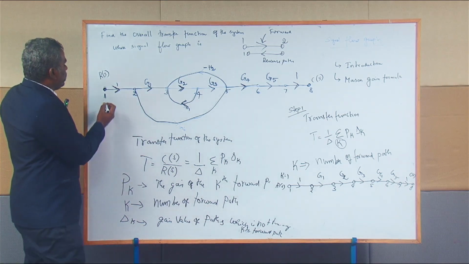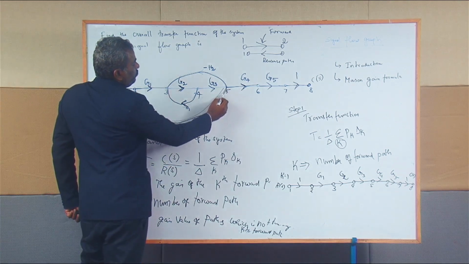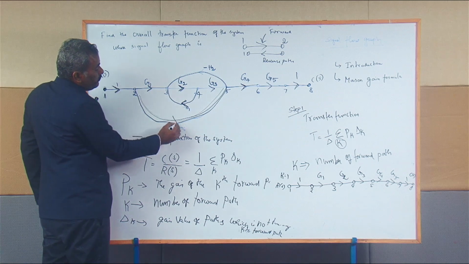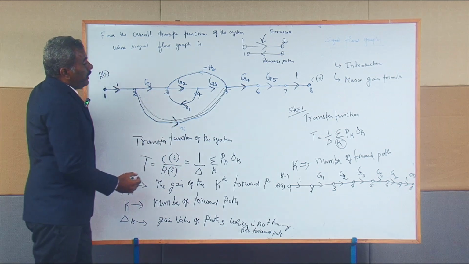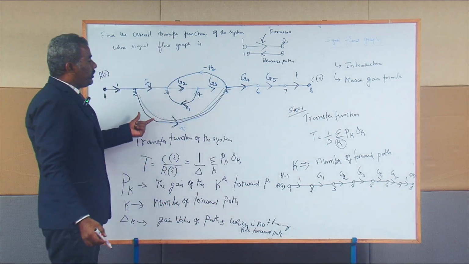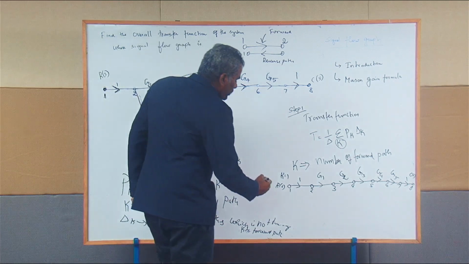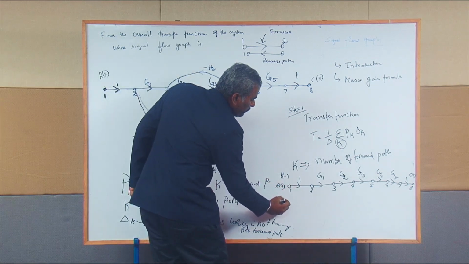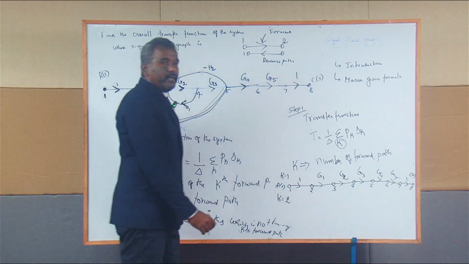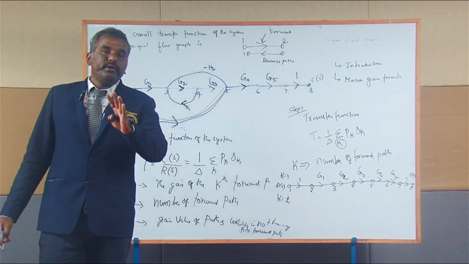So you need to look at 1 to 2 and 2 to 6, 2 to 5, the next forward path here, and 5 to 6, 6 to 7, 7 to 8. This is another possible combination of forward path. The next possible combination of forward path should be represented by k equal to 2. How many forward paths are available in the problem, you need to identify.